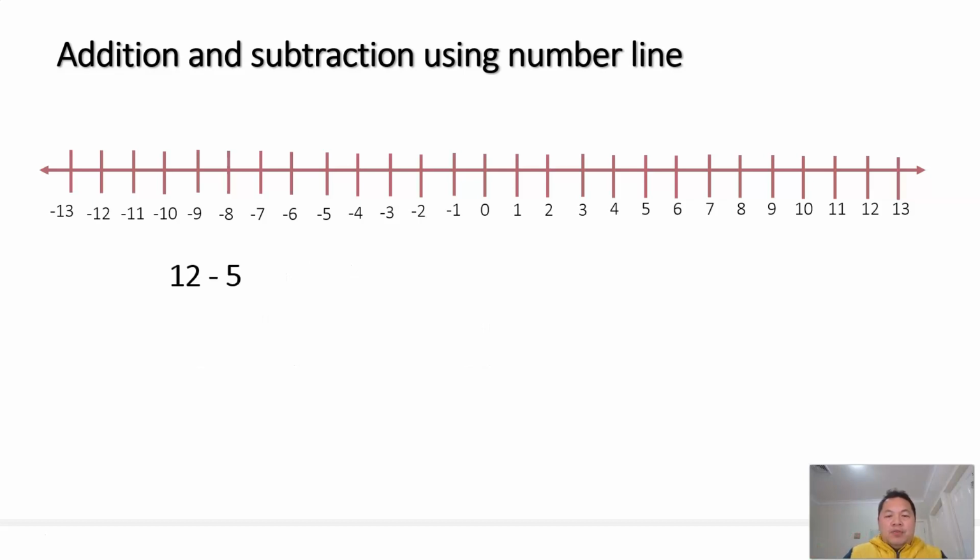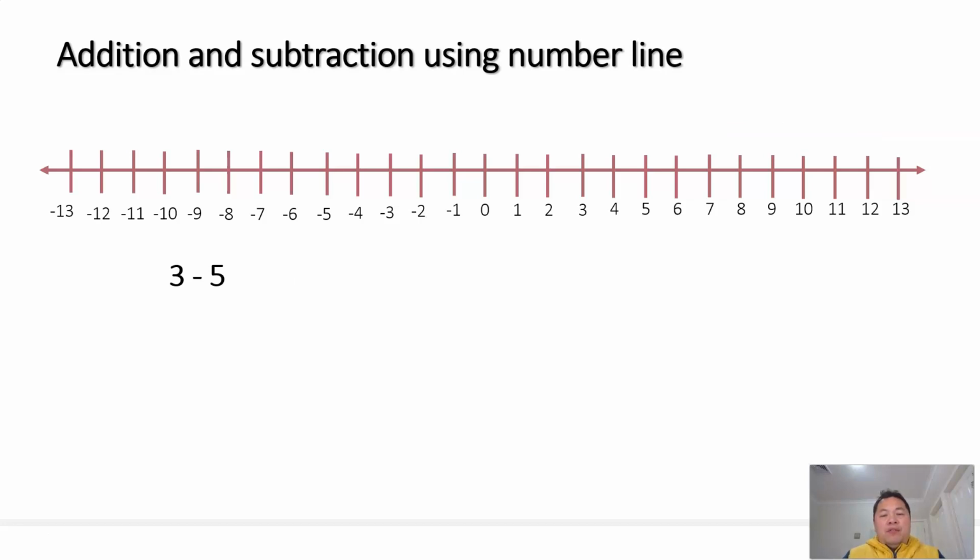Now 12 minus 5. Let's look at where's 12. Minus, value gets smaller, you go to the left. How many steps? 5 steps. So you count 5 steps, and your answer is 7. Am I right?